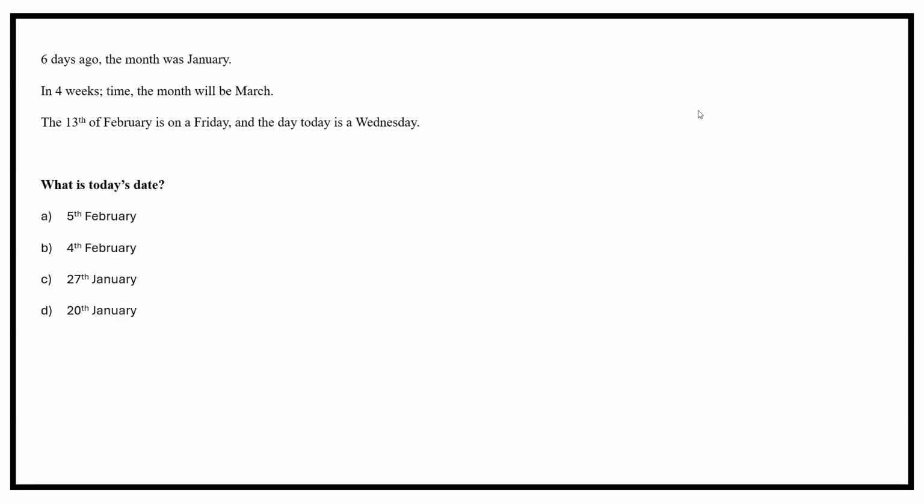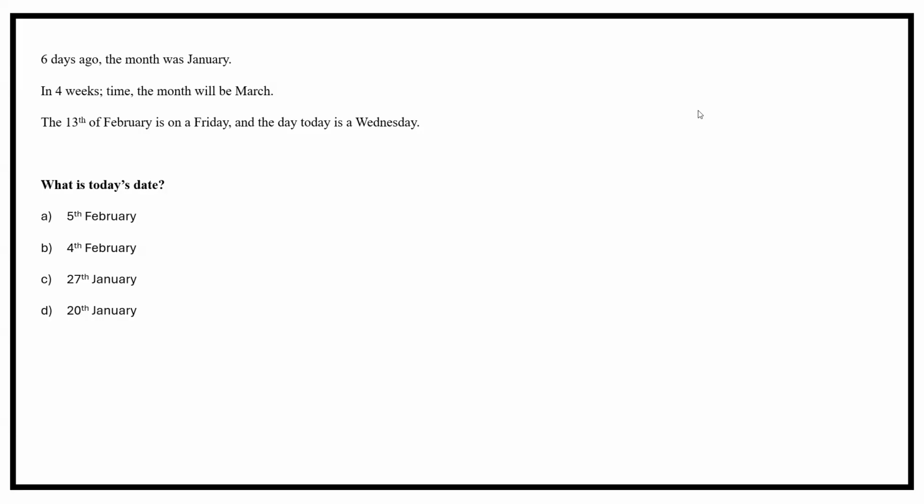Perfect, Ava. All right, let's have 10 more seconds and then I'll go through it. Okay, let's go through it. So I'll read the question first. It says, 6 days ago, the month was January. In 4 weeks' time, the month will be March. The 13th of February is on a Friday, and the day today is a Wednesday.